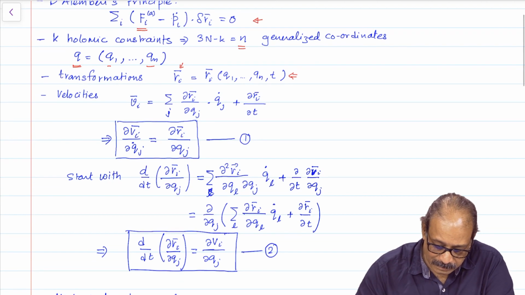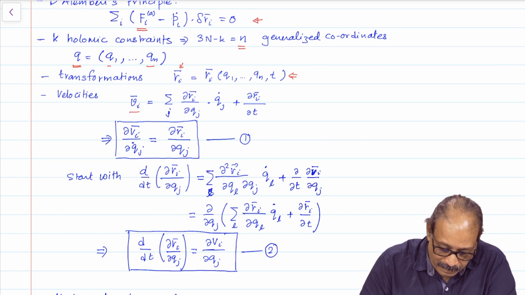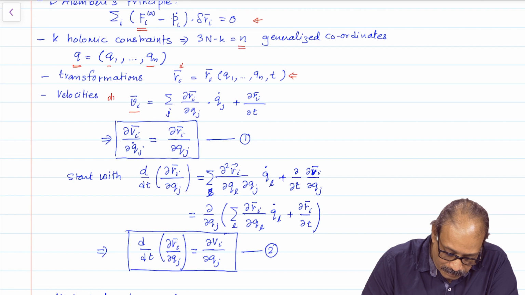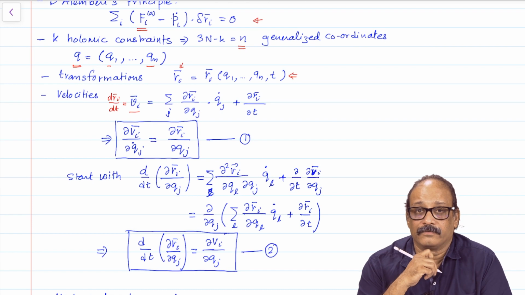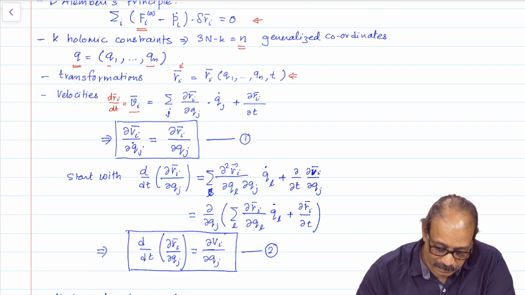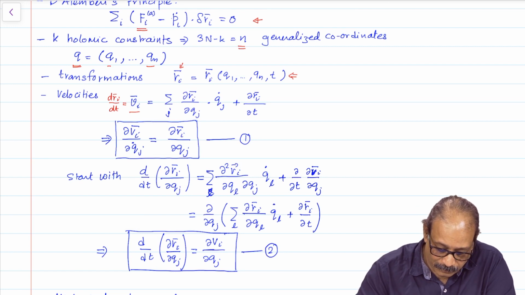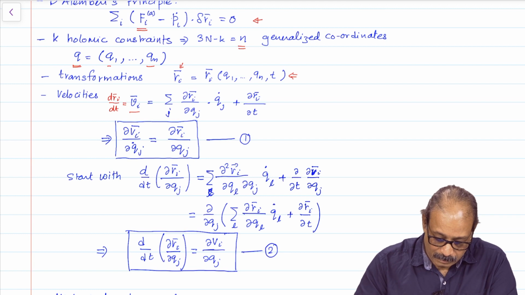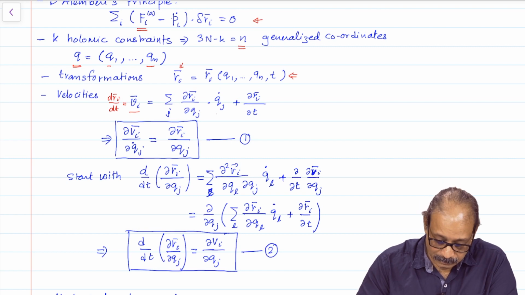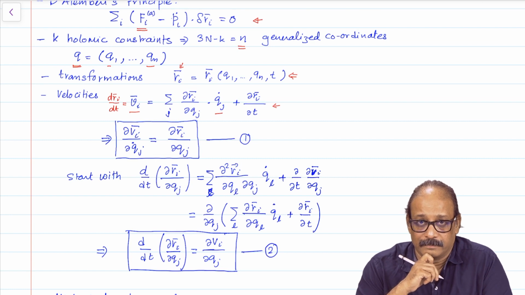Now, from these transformations I can immediately calculate velocity. So, the velocity of the ith particle, remember, is nothing but d r_i by dt. And for that we can use the chain rule, and then I get velocity equal to the partial derivative of r_i with respect to q_j into q_j dot, plus del r_i by del t.